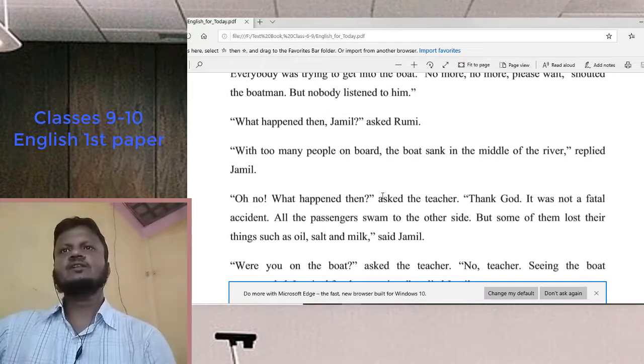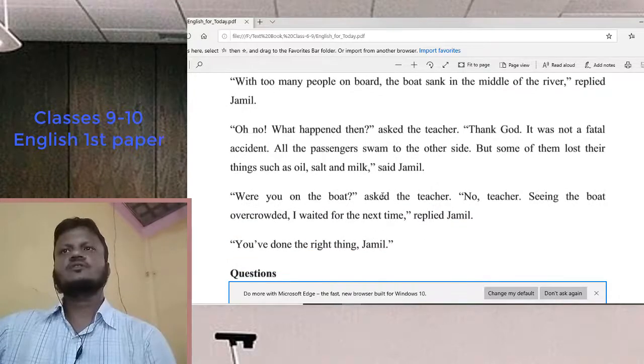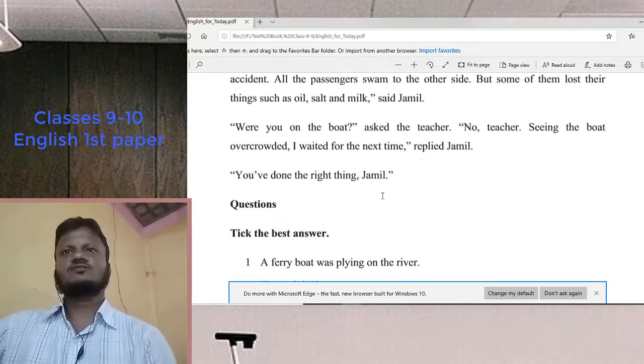What happened then, Jamil? Asked Ruby. With too many people on board, the boat sank in the middle of the river, replied Jamil. Oh, no. What happened then? Asked the teacher. Thank God, it was not a fatal accident. All the passengers swam to the other side, but some of them lost their things, such as oil, salt and meat, said Jamil. Why were you not on the boat? Asked the teacher. No, teacher, seeing the boat overcrowded, I waited for the next time, replied Jamil. You have done the right thing, Jamil.